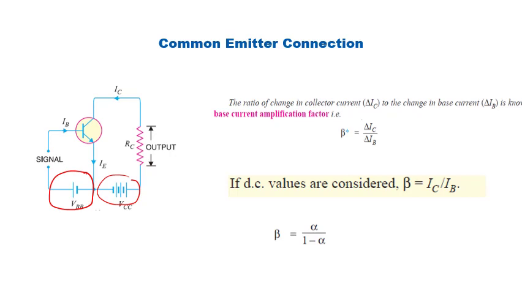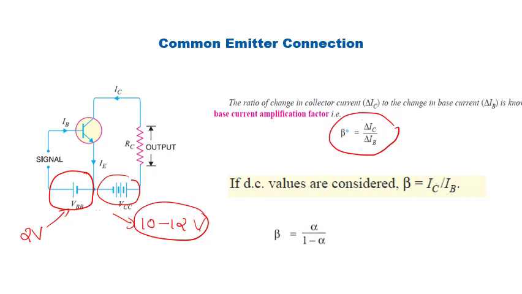junction is reverse biased. So usually the voltage level, for example, VBE will be of 2 volt and VCC will be of the order of 10 to 12 volt. So these voltage levels will ensure that transistor's base emitter junction is forward biased and the collector base junction is reverse biased. Here the current amplification factor is given by beta, that is equal to delta IC by delta IB. Here the output current is IC and the input current is IB.